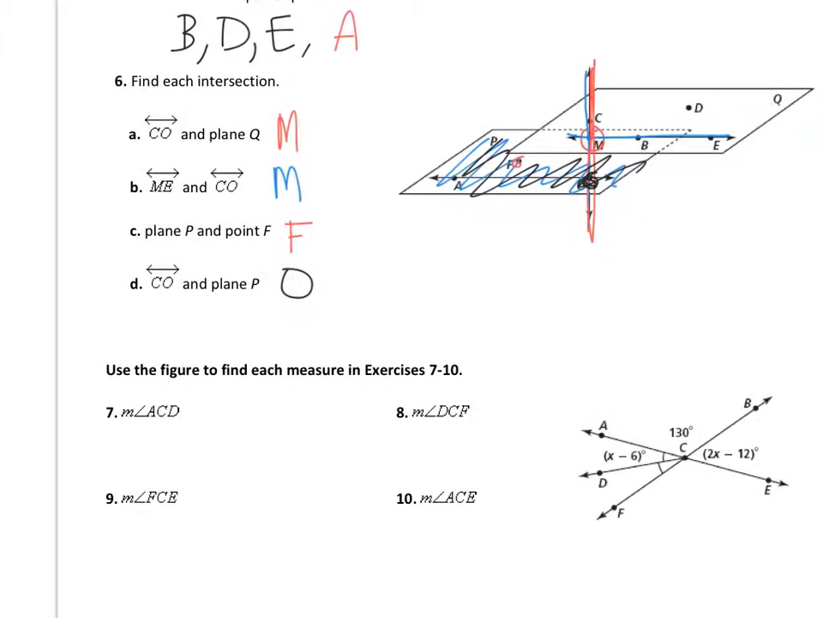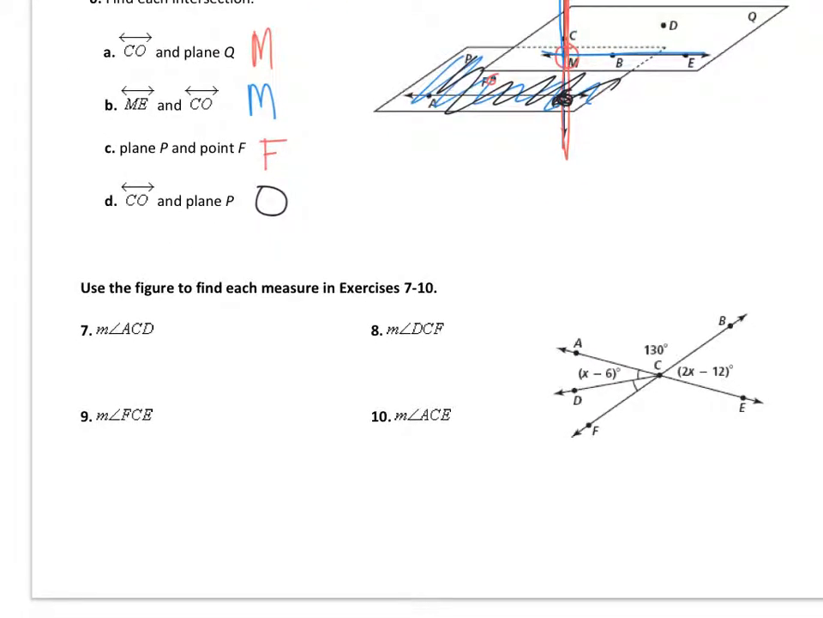And then use the figure to find each measure. So if these two angles right here have this angle bisecting symbol or congruent symbol, then this has to be x minus 6. So I'm going to write that in. So ACD right here is this angle.